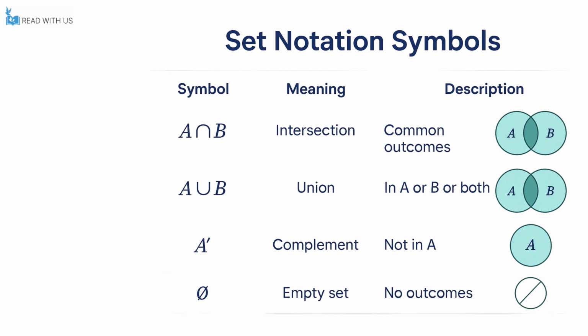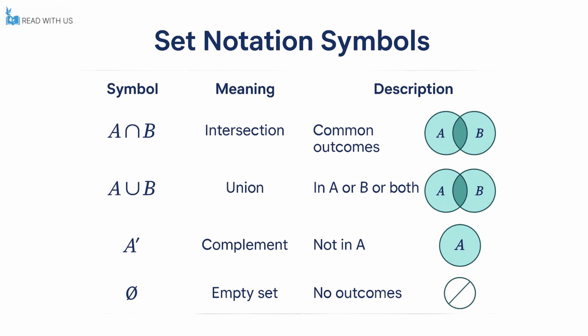In probability, we use set notation to describe events. A ∩ B, A intersection B, means outcomes common to both A and B. A ∪ B, A union B, means outcomes that are in A or in B or both. A complement, A', means outcomes not in A. The symbol ∅ represents an empty set, meaning no outcomes.